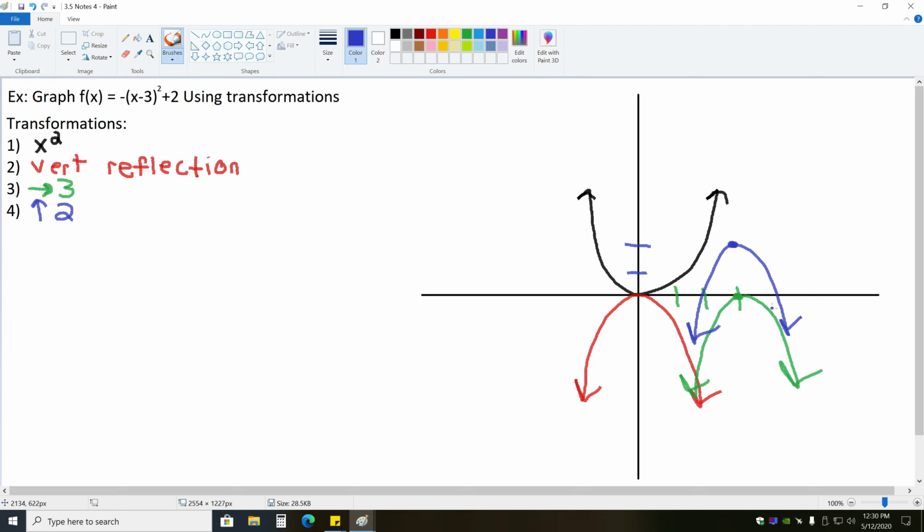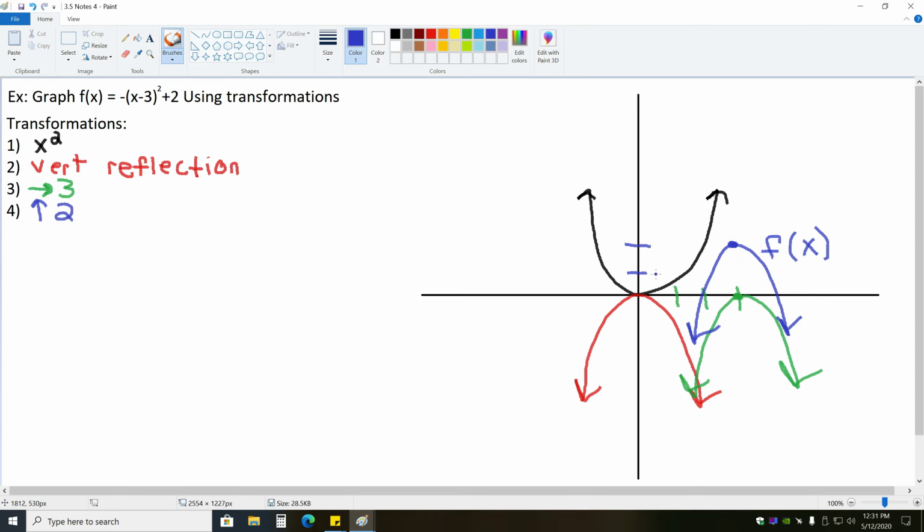And this graph in blue or purple is the final graph. This is what the function looks like. This is f of x equals negative times the quantity of x minus 3 squared plus 2. All of these are just the steps to prove that this is the final graph.